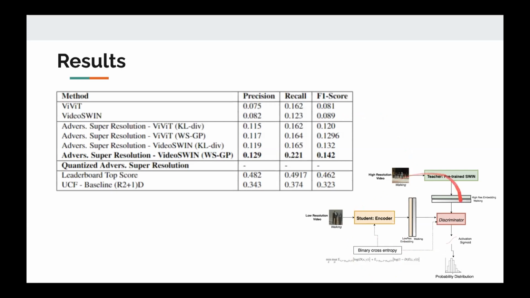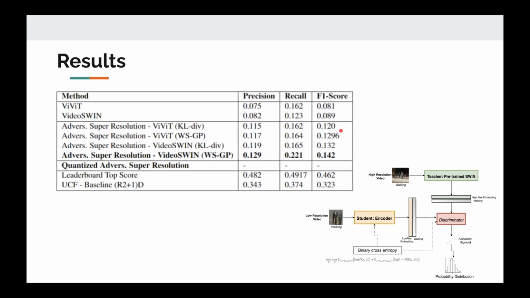As for the adversarial pipeline that we have proposed, when we took the student network as ViViT and we used the KL divergence loss, we got an F1 score of 12%, which was a significant improvement over vanilla video classification transformers. And when we changed the training setting for this network a little bit with gradient penalty and Wasserstein loss, we saw a little bit of improvement in the F1 scores.